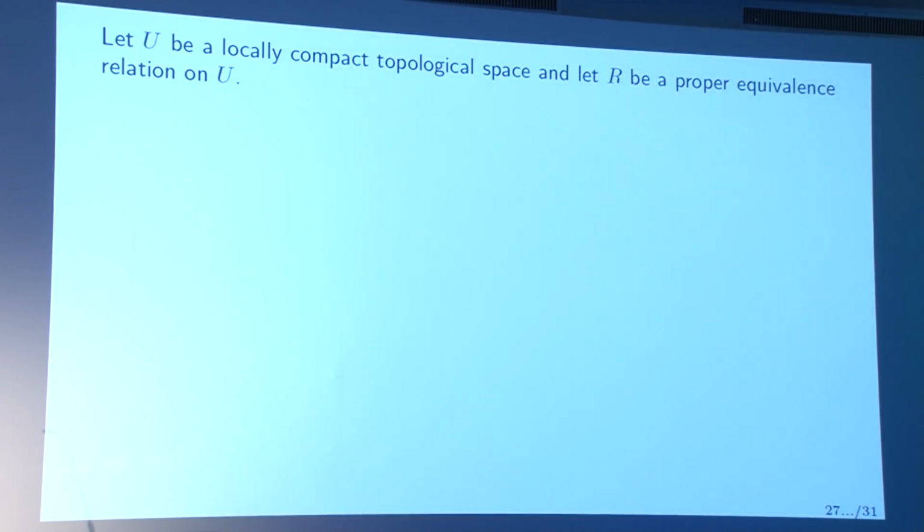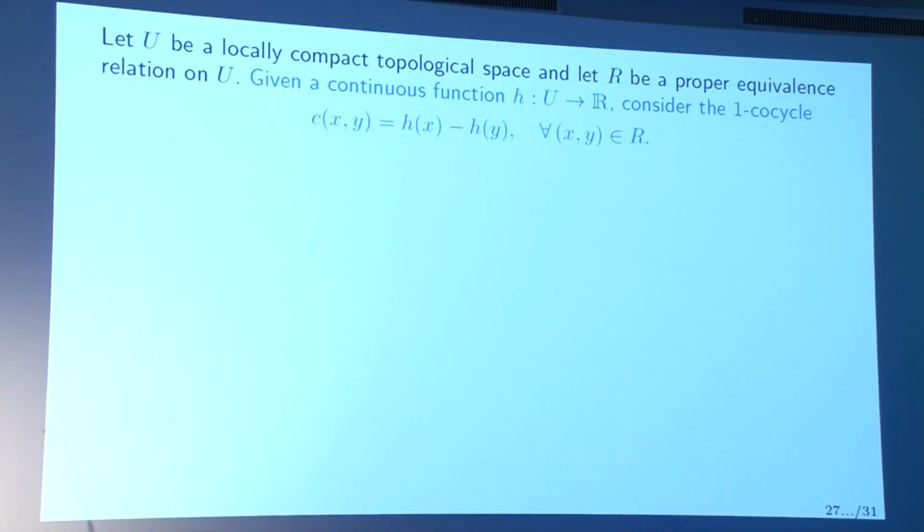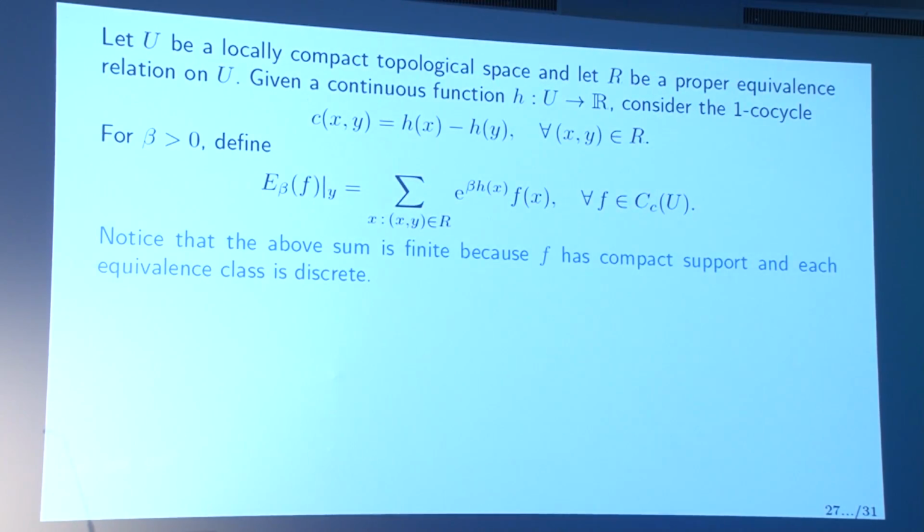So let's go back to a much simpler situation that we had before. Simply look at a locally compact space with a proper equivalence relation, and look at the groupoid associated. Given a continuous function, we have a cocycle, and with this cocycle we introduce this object that looks like a conditional expectation, which averages the function on the equivalence classes, which are now infinite. But as long as you apply this only to functions with compact support, the sum is going to be finite. So this is well defined and gives us a continuous function.